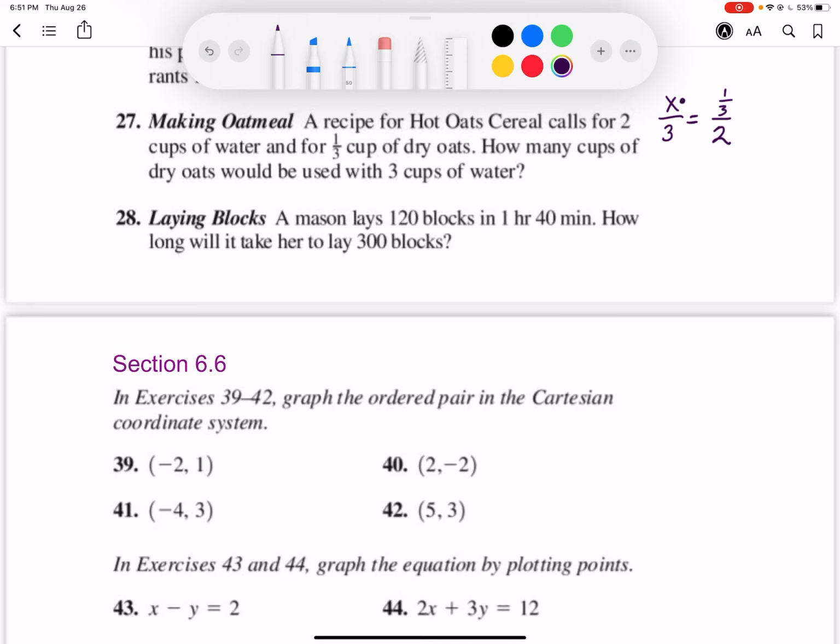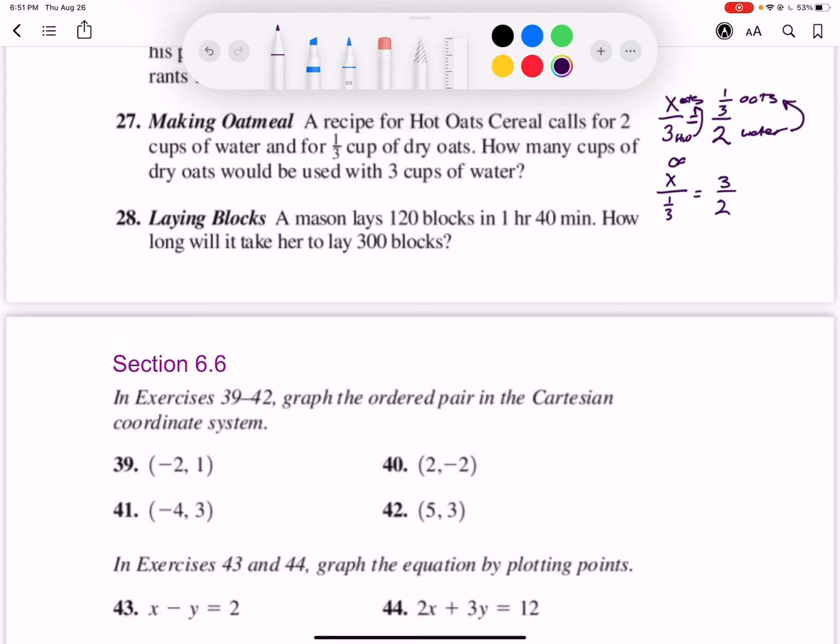So this is my oats for this side, and this is my oats for here. This is the amount of water for these oats, and this is the amount of water for these oats. We could also do it X over, let's see, X is to 1/3 as 3 is to 2. You could also do it this way.